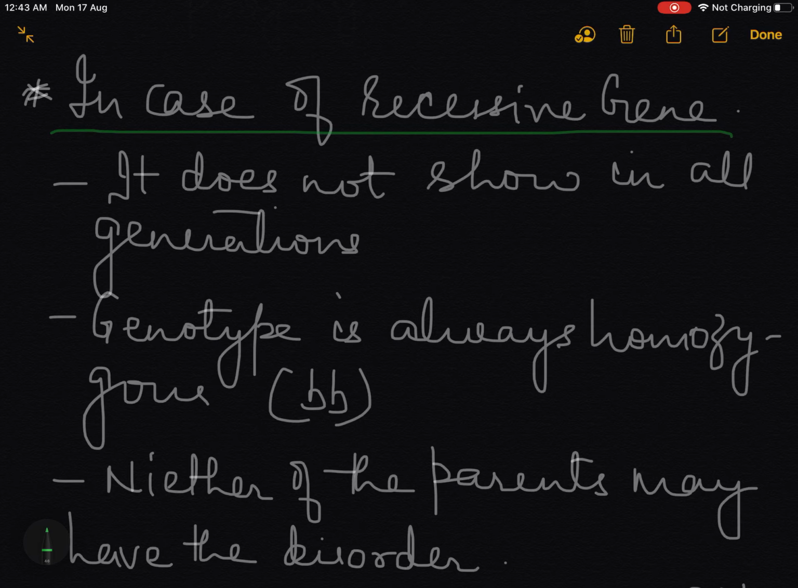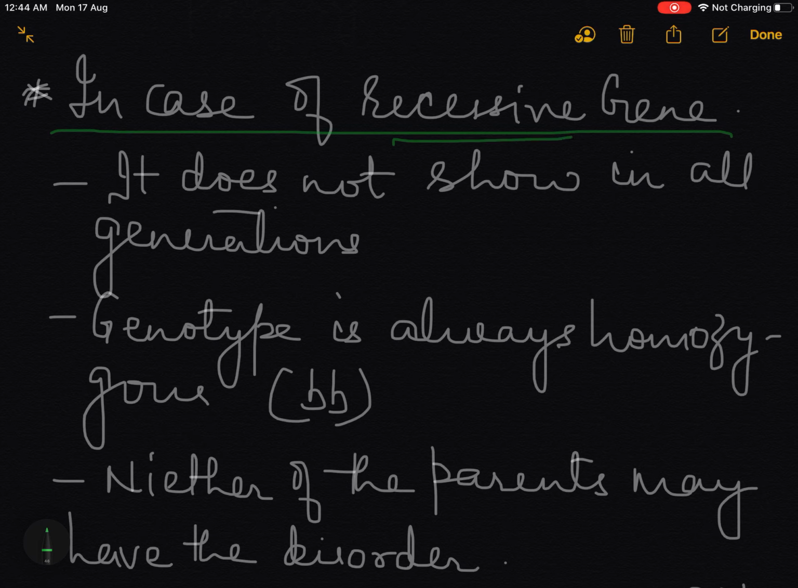So, to continue with the same topic, children, first we had seen the dominant. How will you recognize whether the gene is dominant? We have done that in the previous video. Now we are going to see how you will come to know that the gene is recessive.